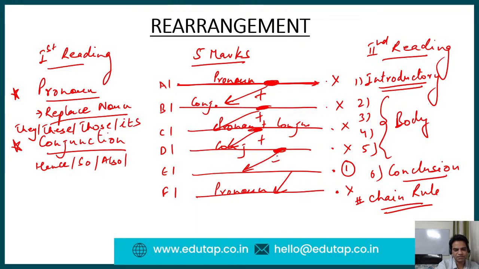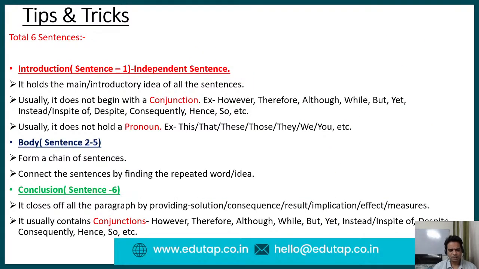Making this chain is very, very important, because I've seen many students doing this. They think, sir, can we solve it without understanding the whole passage? Guys, it is not possible to solve the whole passage without understanding it. So we basically have to read the whole thing and try to make sense out of it. So we will try that today, and we will try to solve a few rearrangements in the session as well. So guys, these are the tips and tricks that I told you.